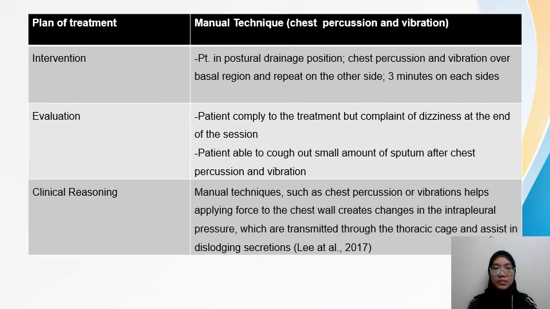For the evaluation, patient complied to treatment but she complained of dizziness at the end of the session, and patient able to cough out small amount of sputum after chest percussion and vibration. For the clinical reasoning, manual techniques such as chest percussion or vibration help apply force to the chest wall that could create changes in the intrapleural pressure which are transmitted through the thoracic cage and assist in dislodging secretions.